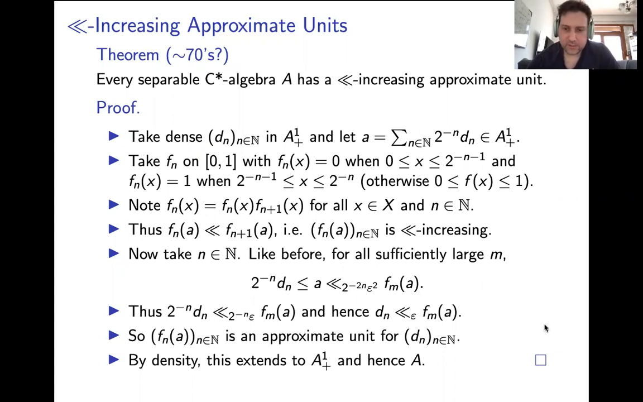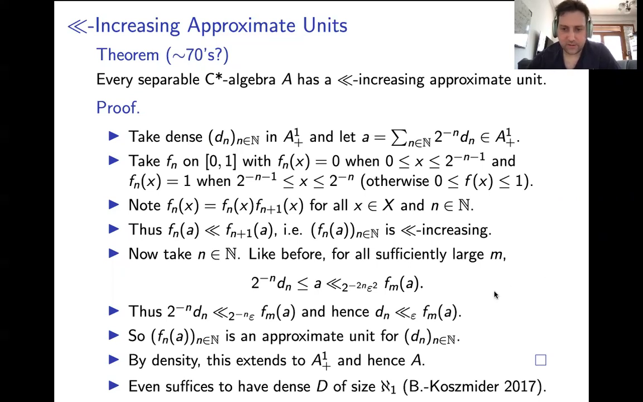So this works for all separable C-star algebras, and just a little advertisement, I guess, it can even be extended to C-star algebras which have a dense subset of size aleph 1. So this is not countable. Aleph 1 here is the first uncountable cardinal, if you know a bit of elementary cardinality or set theory. So you can extend it one level above countable, right? But you can't extend it any further, which is somewhat surprising. It's weird that that's where the boundary lies.